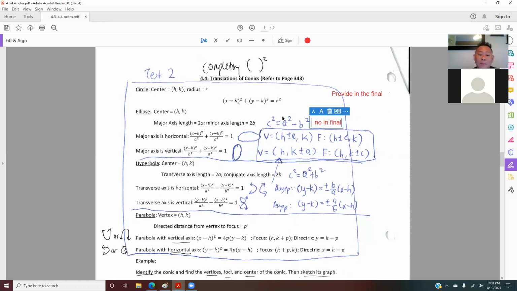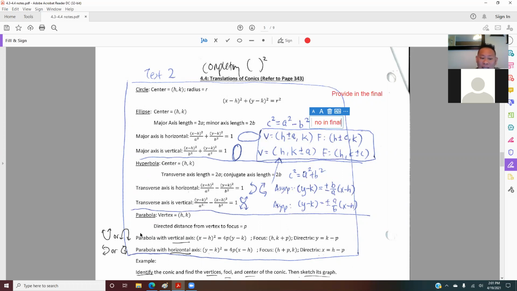That means it doesn't provide you how to find c, the distance of the foci. It won't tell you how to figure out your vertices and your foci formula. For a hyperbola, it doesn't have the asymptotes formulas. So the ones written in blue that you see over here are not provided in the finals.